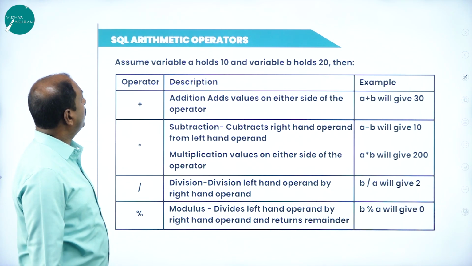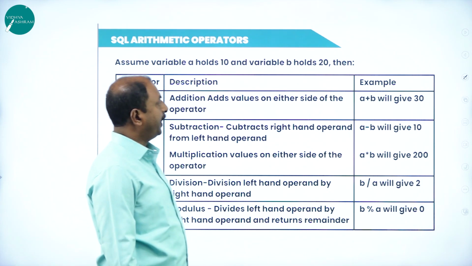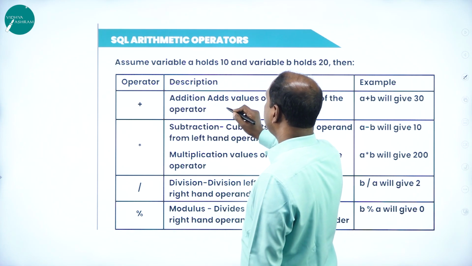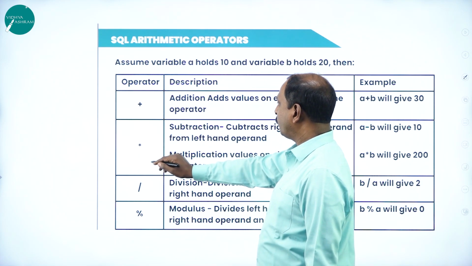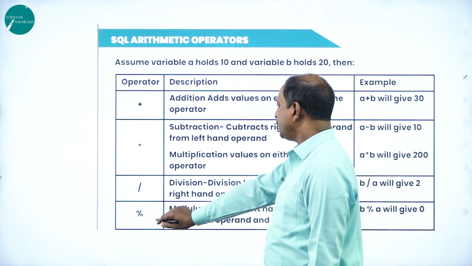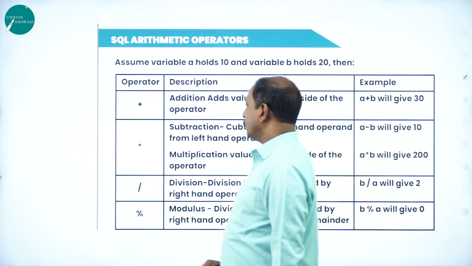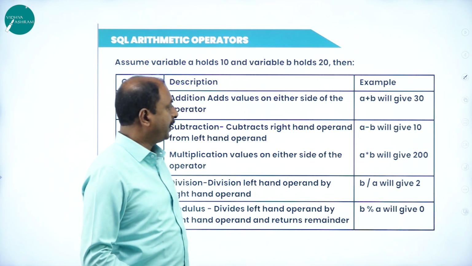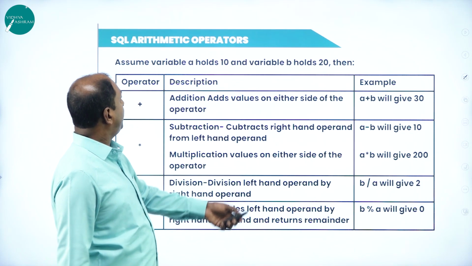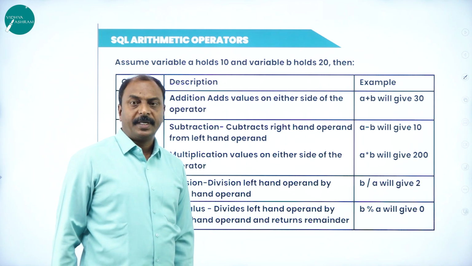Now let us see what arithmetic operators are. Here the plus is for addition, star or asterisk for multiplication, slash for division, and this is the modulus operator, which gives the remainder of any division. These are all the different arithmetic operators.